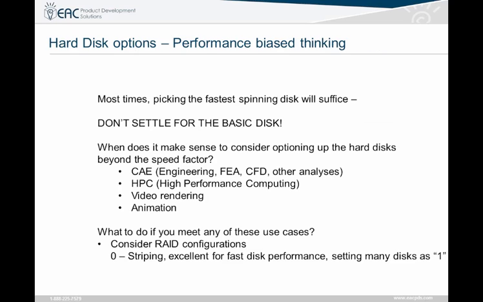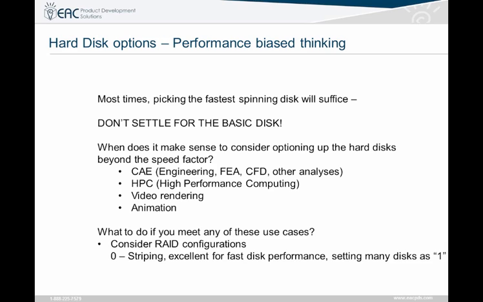Don't settle for what you get in the basic disk. Typically you'll see 5,400 RPM. 10,000 RPM is a great median. You don't have to spend all the money and go ultra SCSI with 15,000 RPM drives. So when does it make sense to consider optioning up your hard disks? If you're doing CAE, why not go the extra mile here and get some disk striping in place so that you can really make this thing fly? Anything in the HPC arena, you'll definitely want to apply this philosophy for.